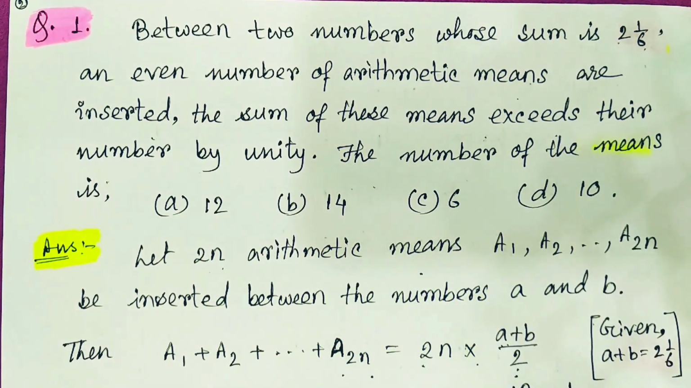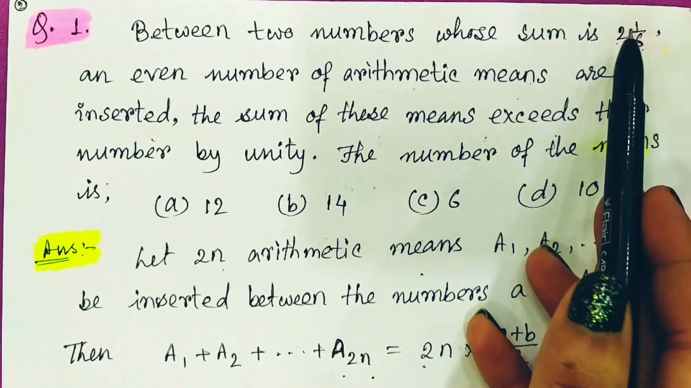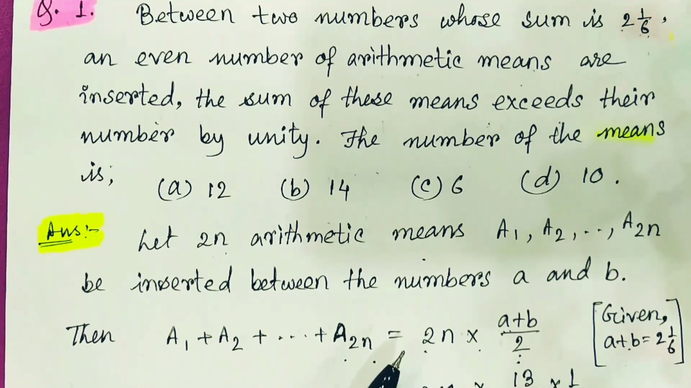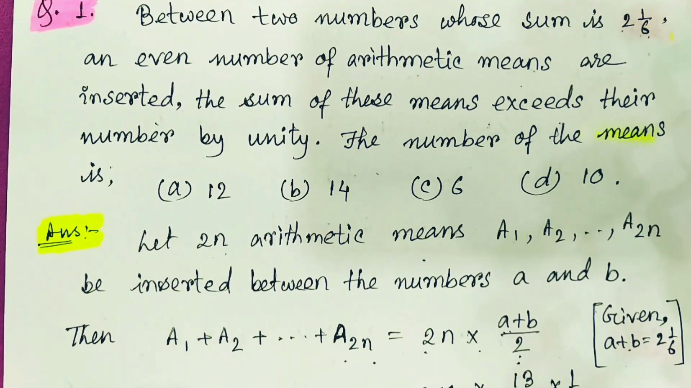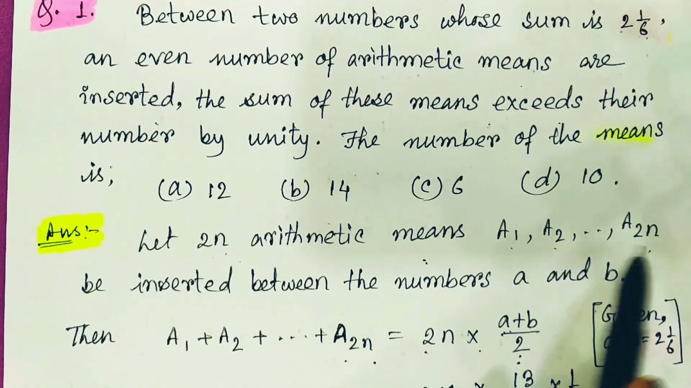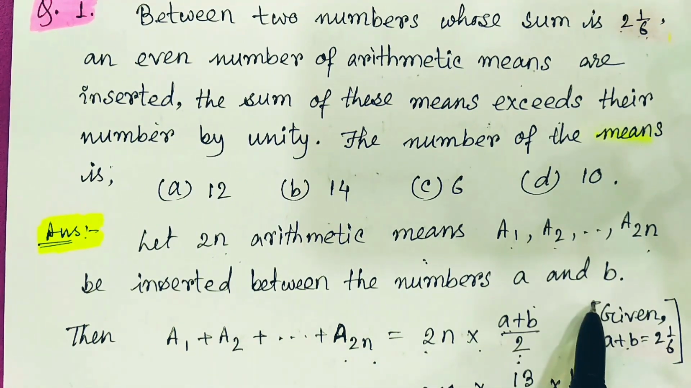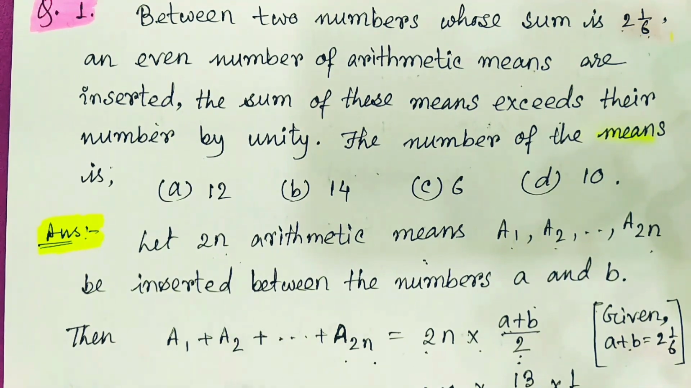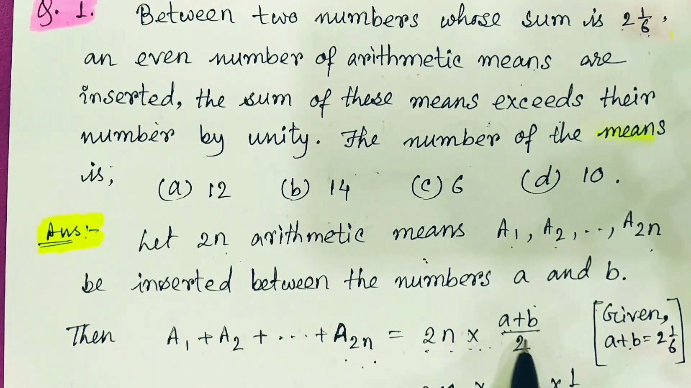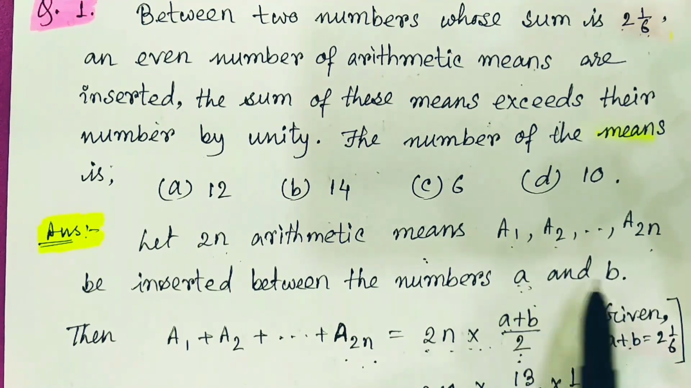At first, to understand the question very well, let the two numbers be A and B, and their summation is given as 2 1/6. That means 13/6. That means A plus B is given as 13/6. We are supposed to insert an even number of arithmetic means between A and B. So let 2n arithmetic means, A1, A2 up to A2n, be inserted in between A and B. We know that if we take the summation of all these arithmetic means, then it has to be 2n into A, that is the capital A, which is the arithmetic mean between A and B.